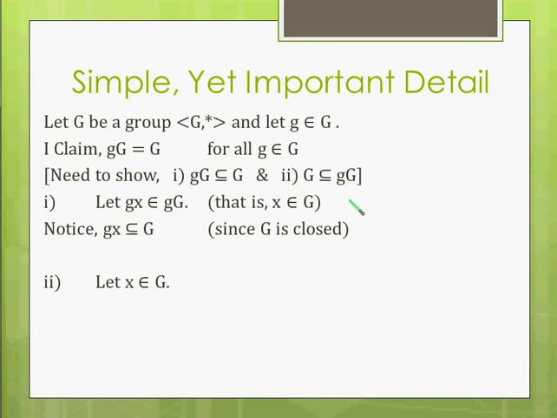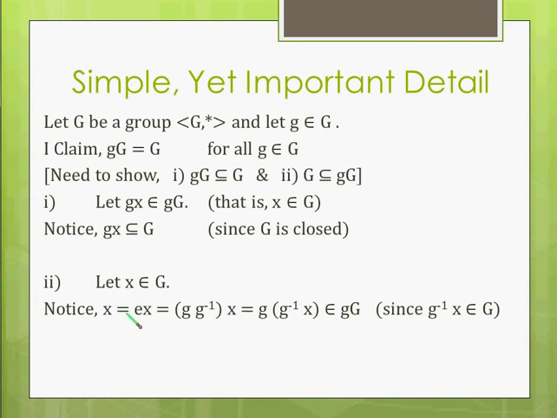For the second part, we're going to take an element x in G, and we're going to show that it can be written as g times an element in G. So we can write x as ex, right? And e is just g inverse times g. Regroup, and bam, you've got g times an element in G. So that's in little g big G.